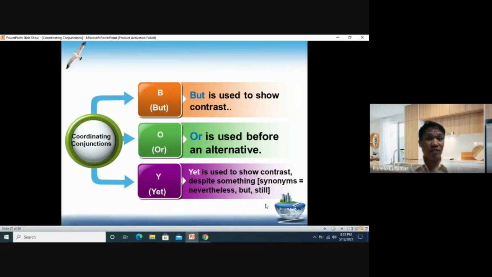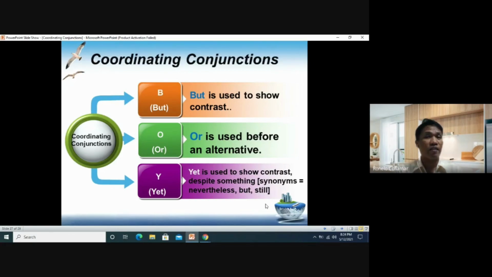All right. So there. What about the word but? The word but is used to show contrast of different entities. They are not the same. Okay, ideas that are not the same, words that are not synonyms. They are antonyms, for example. All right, that's why it's contrast. Okay, contrasting ideas. And the word or here as coordinating conjunction is used before an alternative. In other words, you are being given choices, you're being given options or preferences. That's why you're going to use the word or.